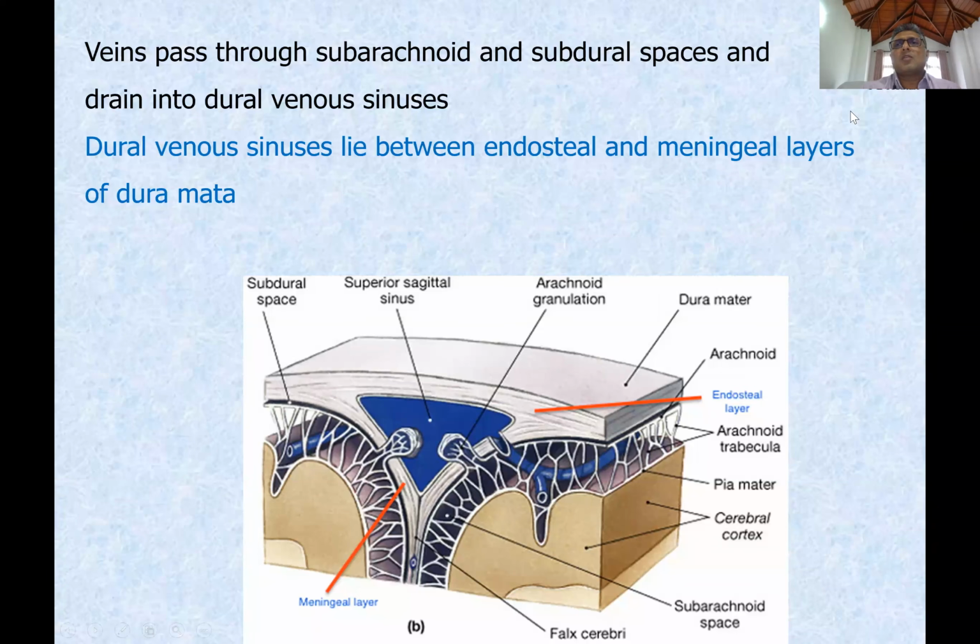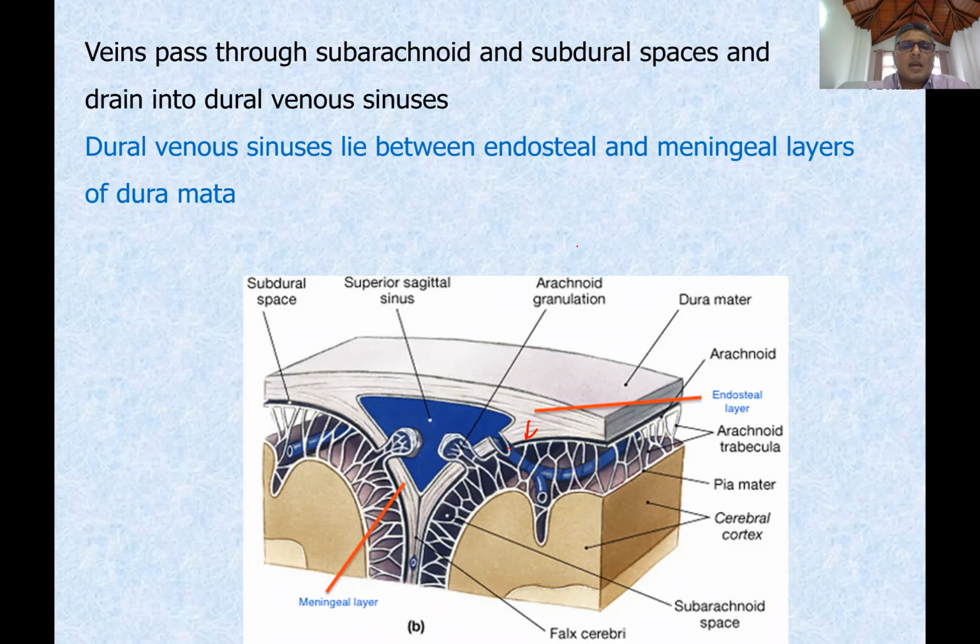Then the veins. Now the venous drainage we have already discussed, I think. Veins pass through the subarachnoid space like the arteries, and they cross the subdural space somewhere here, and they drain into the dural venous sinuses. So most of the veins drain into the superior sagittal sinus as well as other sinuses.